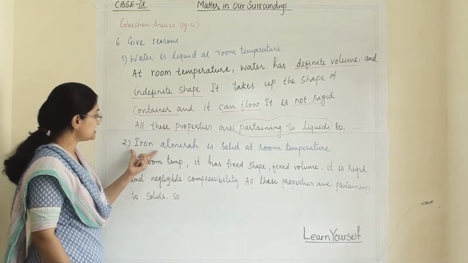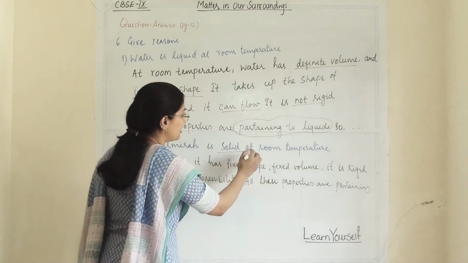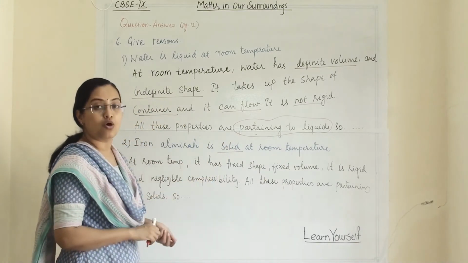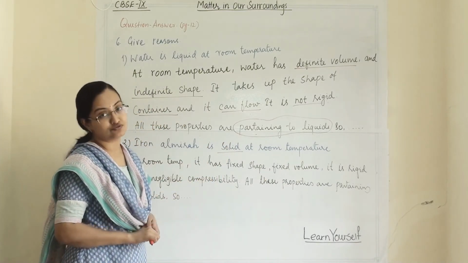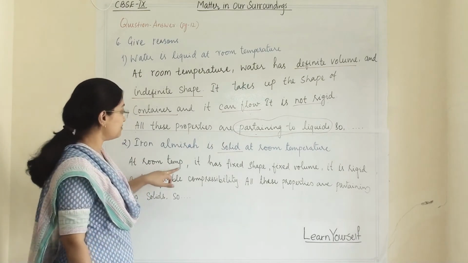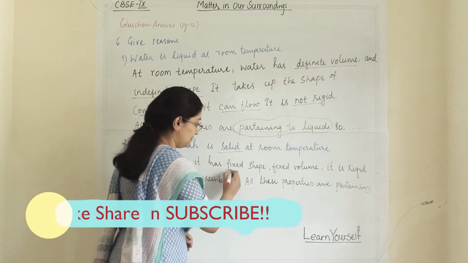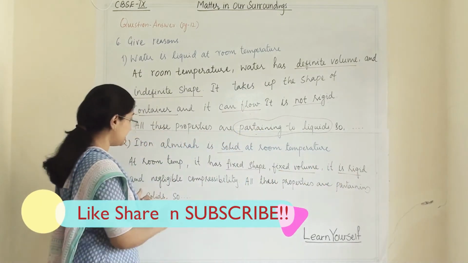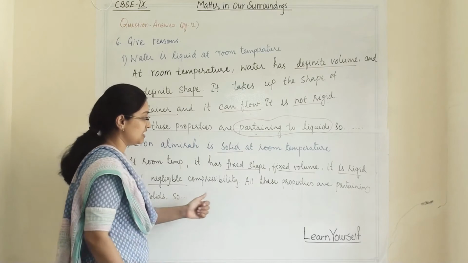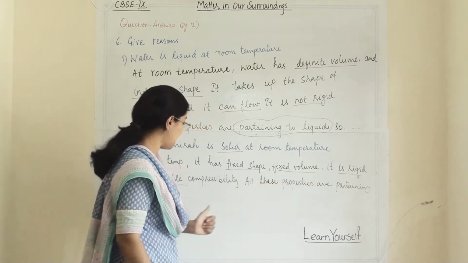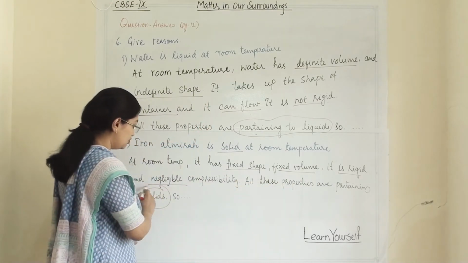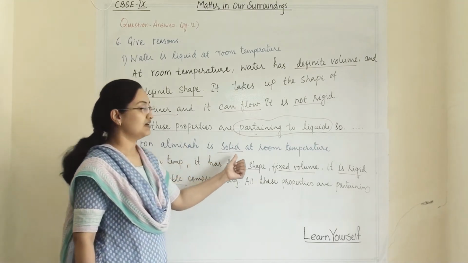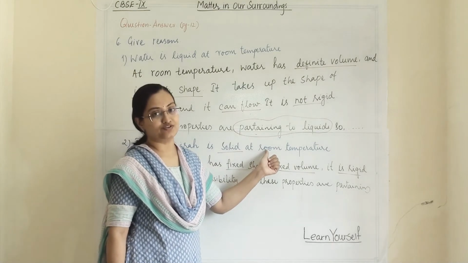Second reason is iron almirah is solid at room temperature. Now for this we have to mention all the characteristic properties of solid state. So at room temperature it has fixed shape, fixed volume, it is rigid, it has negligible compressibility, and all these properties are pertaining to solid. So that's why we can call iron almirah a solid at room temperature.